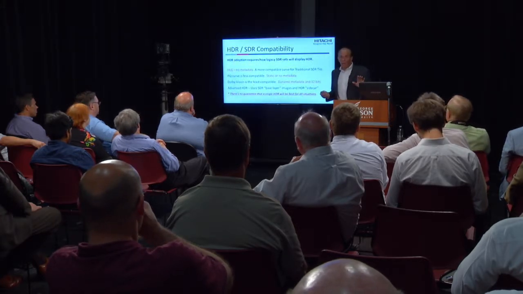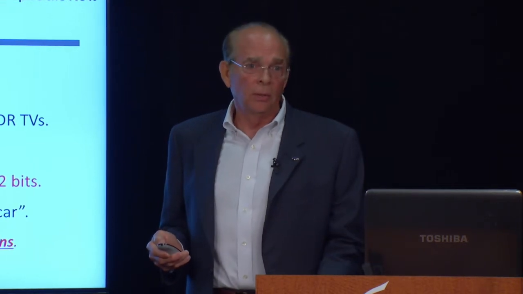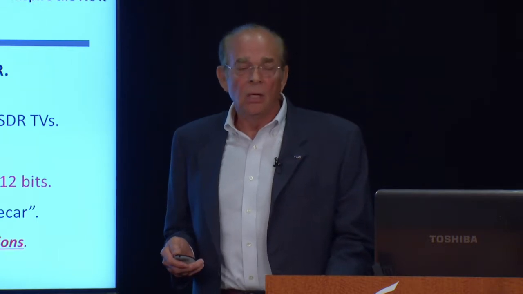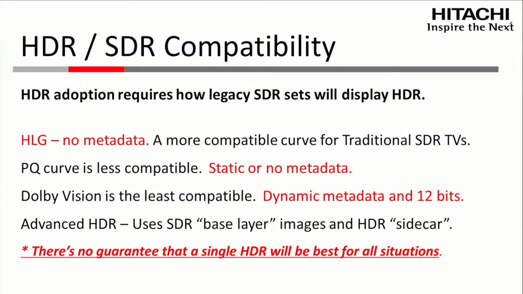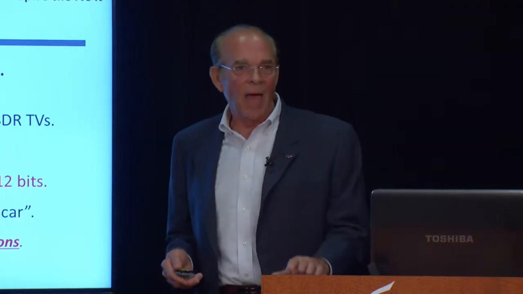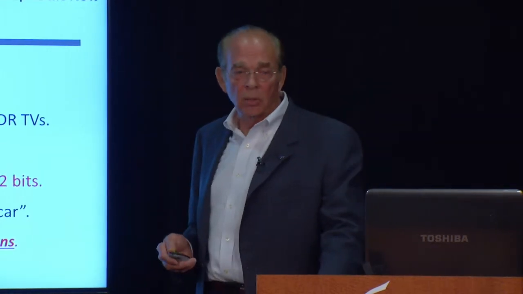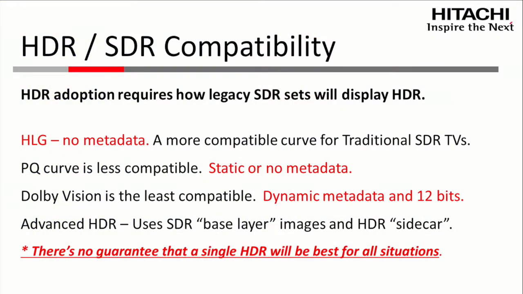So we have about 1.4 billion TVs in the world. Of those TVs, 275 million are here in the US. Those TVs worldwide range dramatically from old crappy CRTs to the very latest OLED, HDR TVs. But we have to remain as compatible as possible with all of those TVs. And once again, this is where hybrid log gamma works better. First, it has no metadata, so there's nothing to get lost. And second, it's a more compatible curve for traditional SDR TVs.